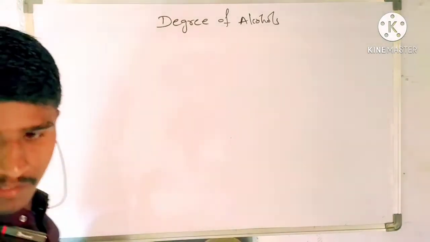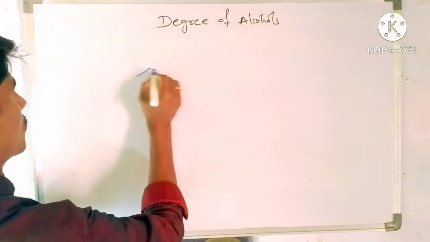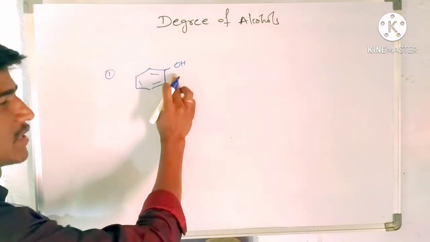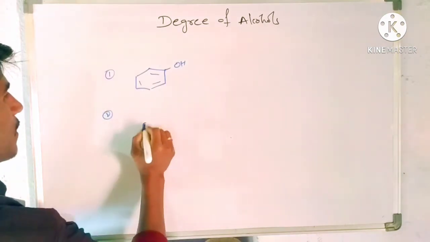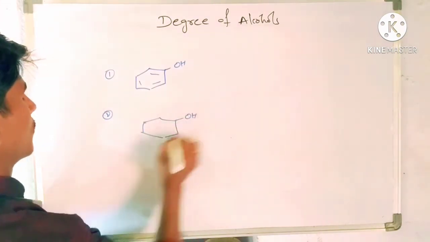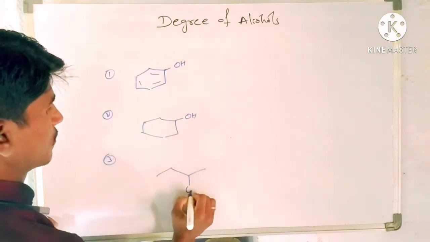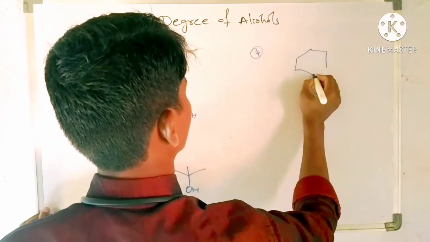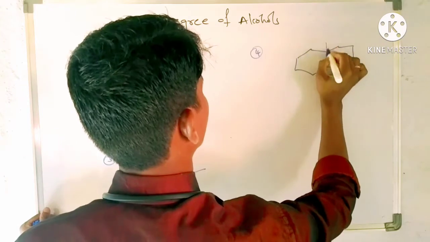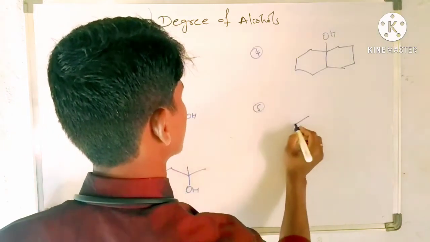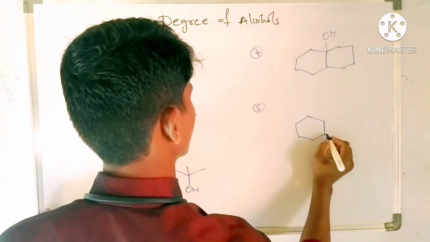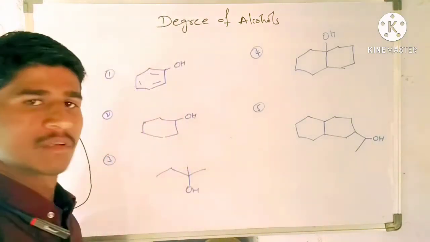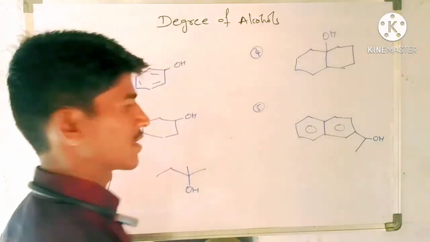Let us take some examples. First of all, this one. Now find out whether it is primary, secondary, or tertiary alcohol. OH. And the third one is OH. And the fourth one is OH. The next one is OH. Now find out whether each is primary, secondary, or tertiary.